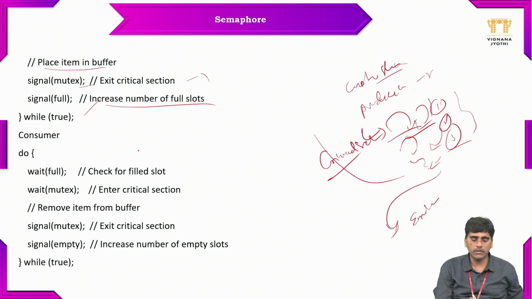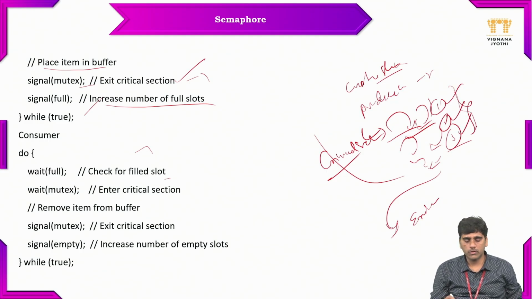Now consumer is ready to enter into the critical section because the signal of mutex is performed. That means the producer exited from the critical section. Now consumer is going to use that one. So wait of full, check for the filled slot. So already producer filled 3 slots, right? So now consumer is ready to enter into the critical section.